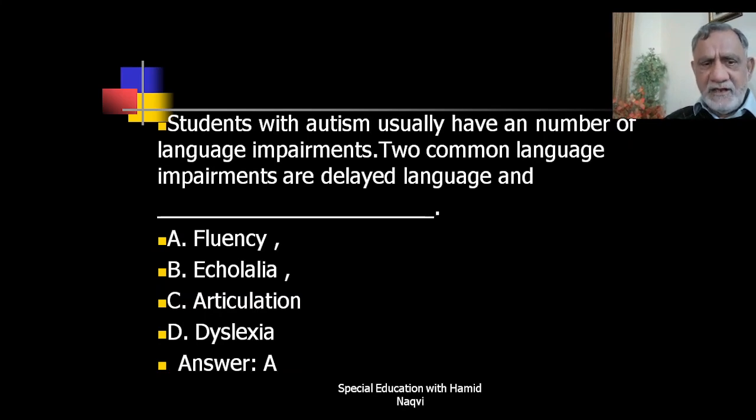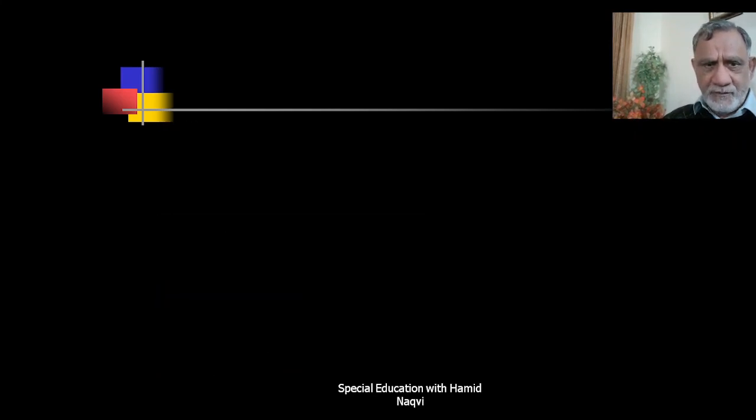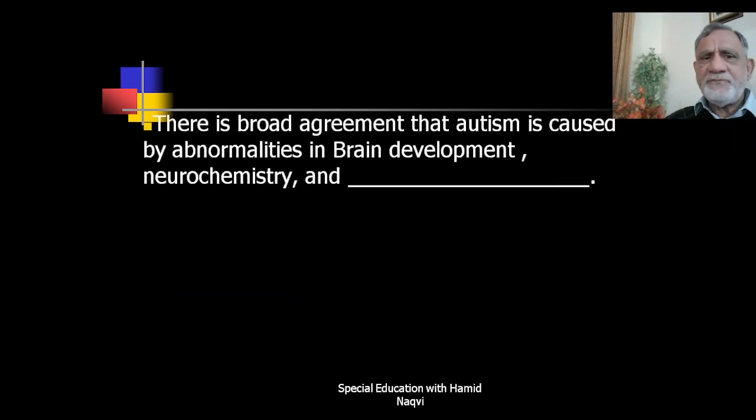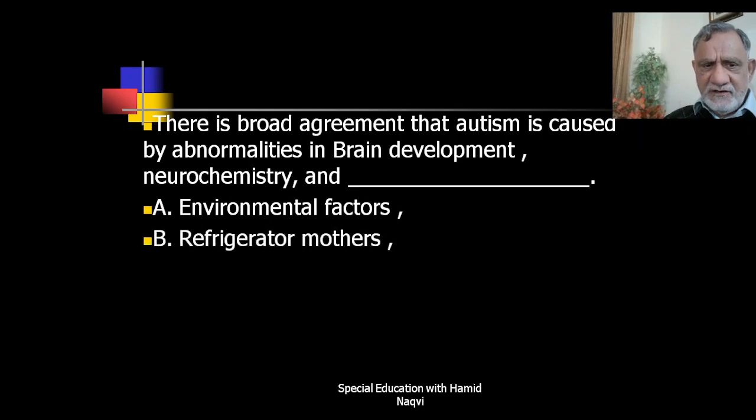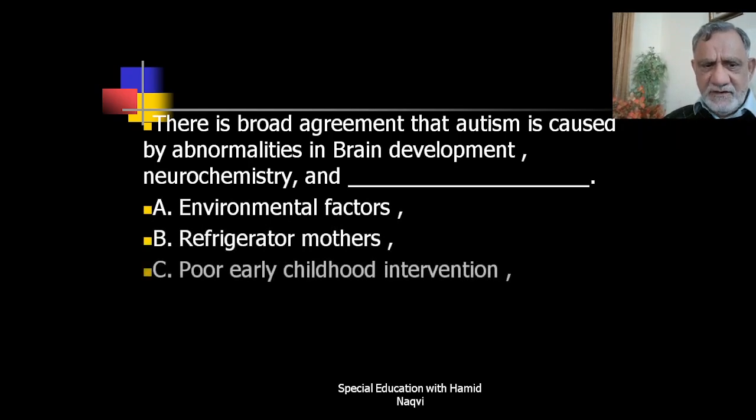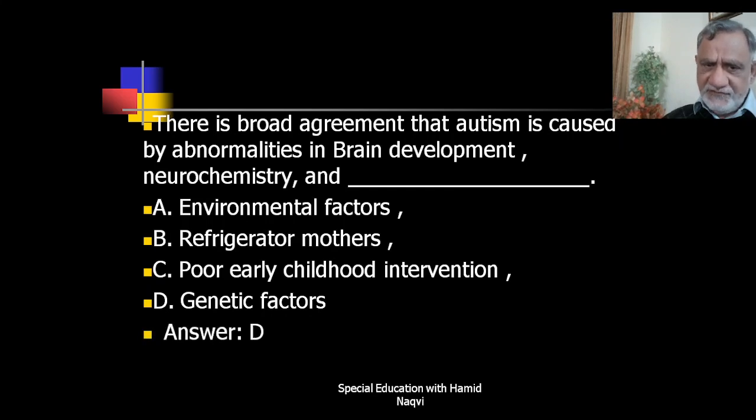It can be echolalia also. There is broad agreement that autism is caused by abnormality in brain development, neurochemistry, and dash. Environmental factors, refrigerator mothers, poor early childhood intervention, and genetic factors. Correct is D, that is genetic factors.